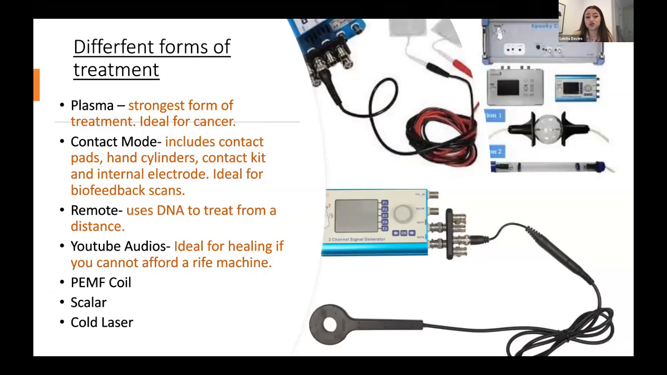Okay, so different forms of treatment with Spooky2. We have the plasma, which you can see here. This is the strongest form of treatment, so it's ideal for things like cancer. And then we have contact mode. This includes the contact pads, which you can see here. You've also got the hand cylinders, the contact kit, and the internal electrode. Contact mode is quite convenient because you can just stick some pads on and leave them and watch TV or do your work or whatever you want to do. And it's also ideal for biofeedback scans.